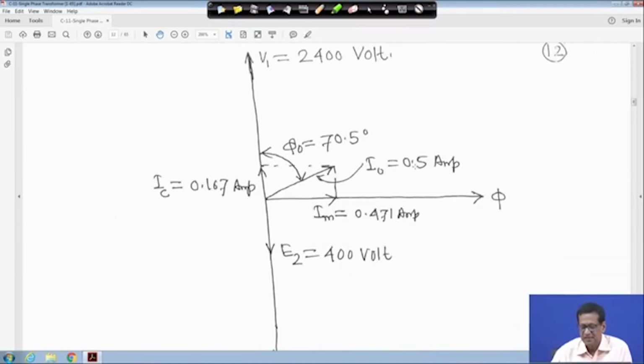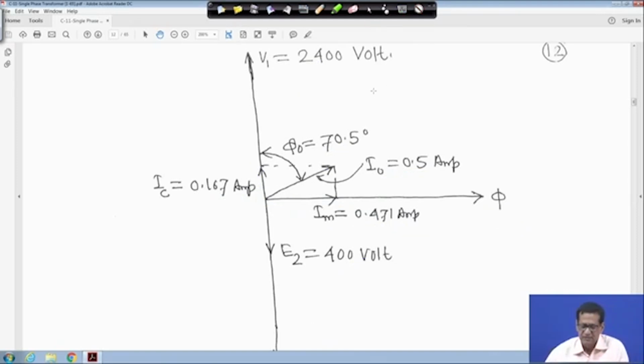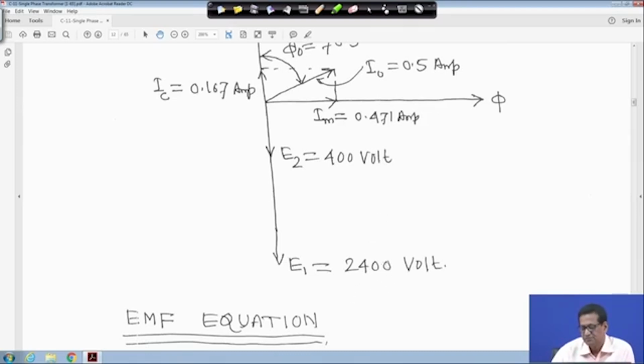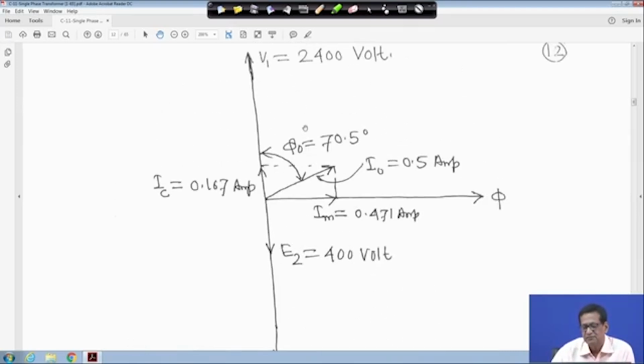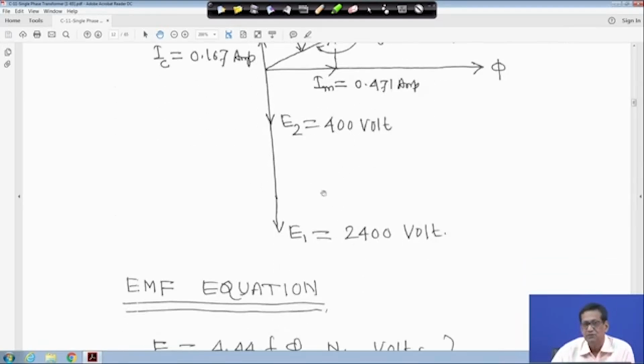Now this is the phasor diagram. This is your V1 and this is your E2 is equal to 400 volt, E1 is also here and this angle is 70.5 degree. This part is Ic and this part is Im and this is the resultant current I0, right. So, this is simple, and this is the phi, the reference phasor, right. And E1 is given here, 2400, because it has to be balanced, in the ideal case it has to be balanced, right. So, here also it is showing 2400 volt, right.